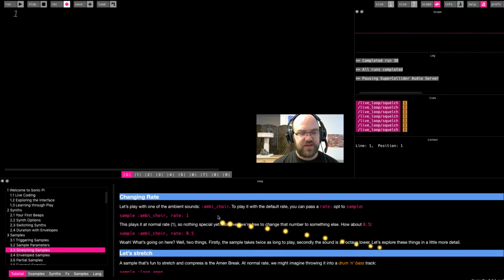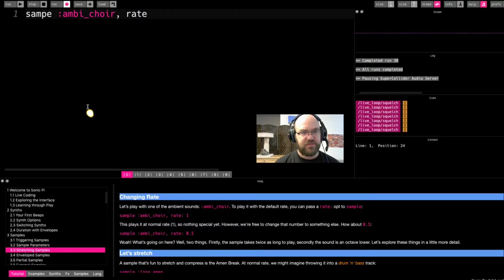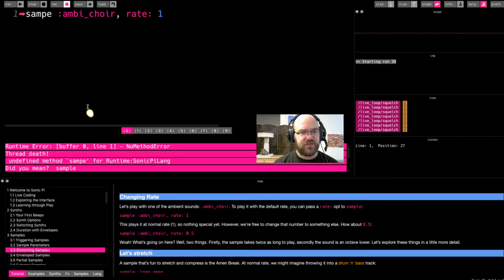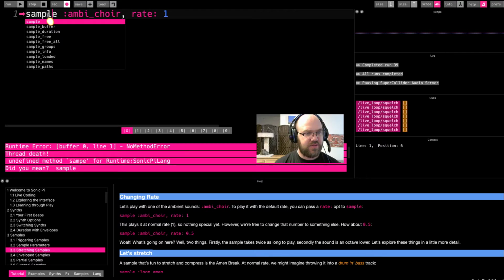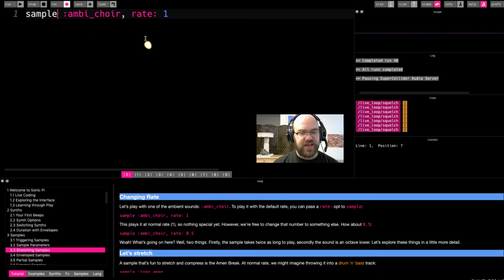Changing rate. Let's play with one of the ambient sounds, Ambi Choir. To play it with the default rate, you can pass a rate opt to sample. Like this, sample Ambi Choir rate 1. Let's listen to that. Control R. Sampy. Did you mean sample? I sure did. This plays it at normal rate 1, so nothing special yet.